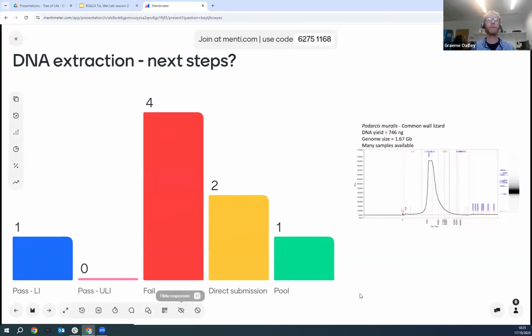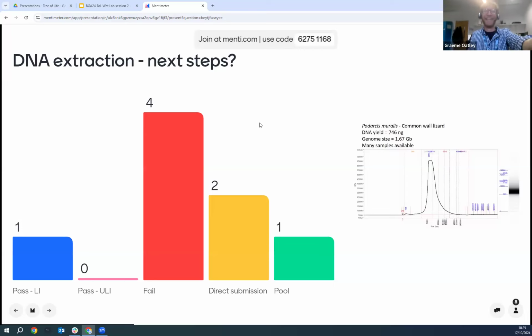Results are interesting. This is what we like to see. To be fair, the pass one was me, but that's because I couldn't see the base pair count. Okay, yeah, fair enough. I don't think we'd pass it for ULI, Damon. But thanks for adding some variety.